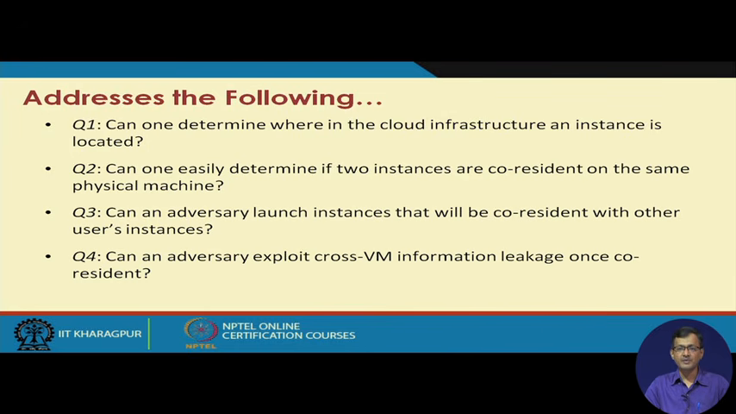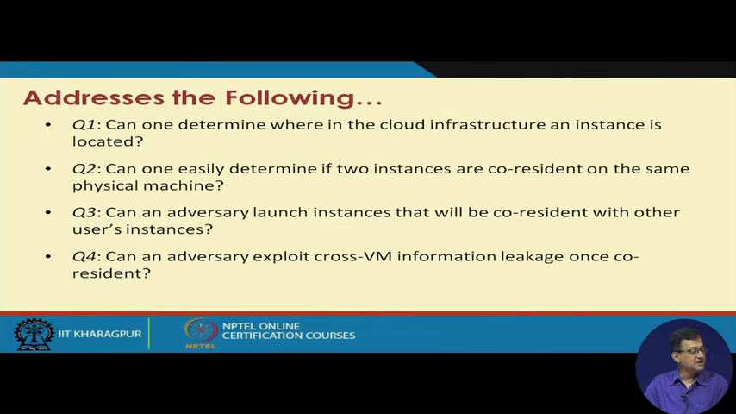You take a login from Amazon or Azure or Google platform or any other, Salesforce or anything, and that is their way of handling things, like the back office management or the backbone management. Question 2: can one easily determine if two instances are co-resident on the same physical machine? One is finding where one instance is; another is whether I can determine that these two instances are co-resident.